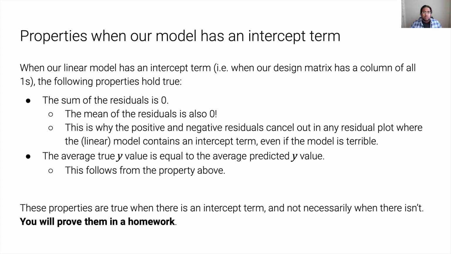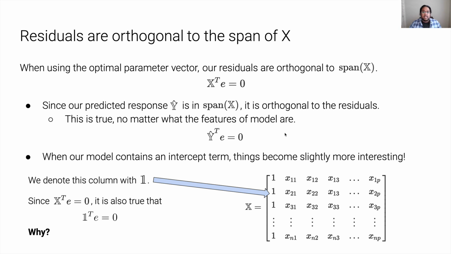Another property that holds because of this first property is that the average true y value is equal to the average predicted y value. Again, this is a proof that you are going to walk through in the homework, but they all stem from the fact that our residuals are orthogonal to the span of x. So that's it for residuals.